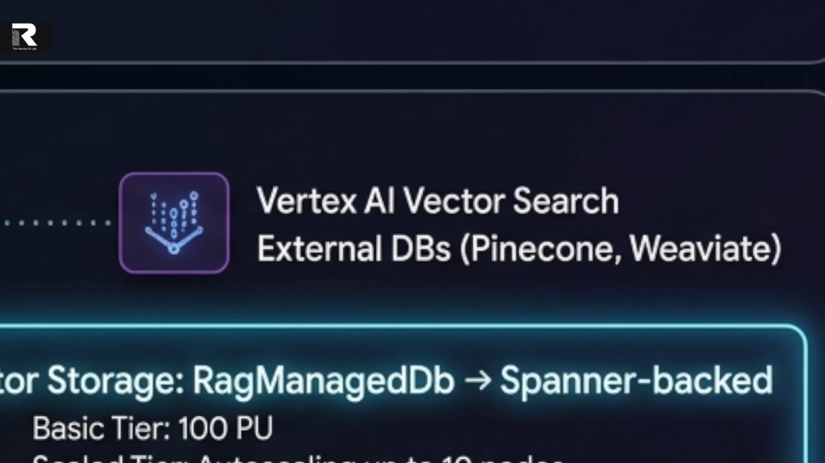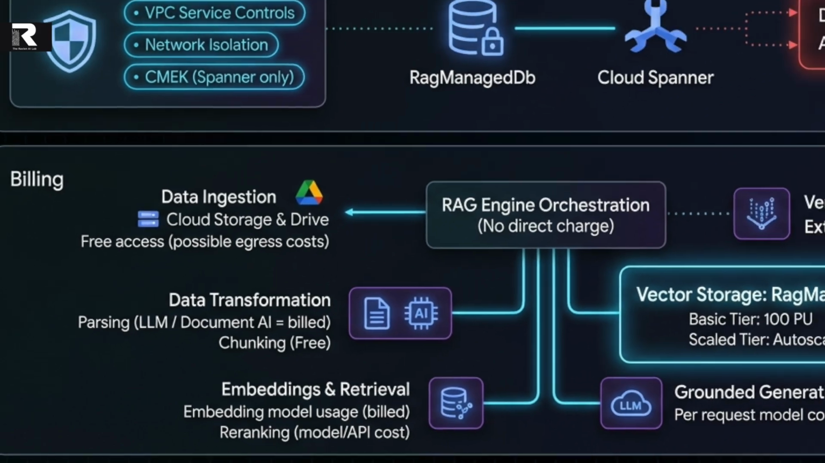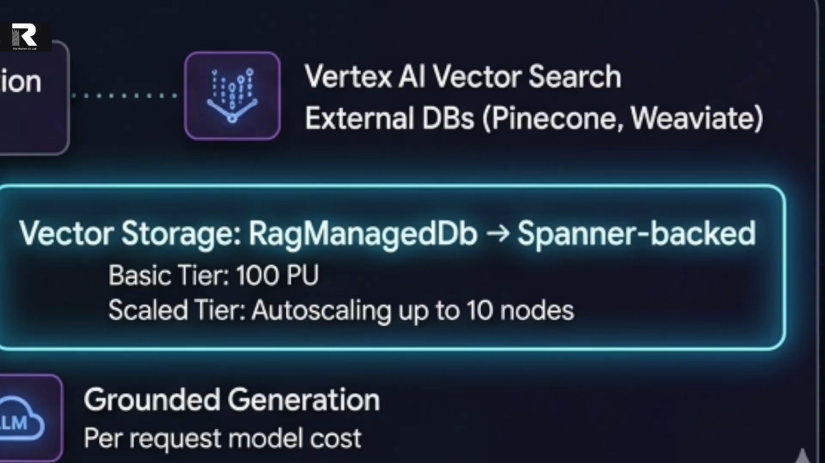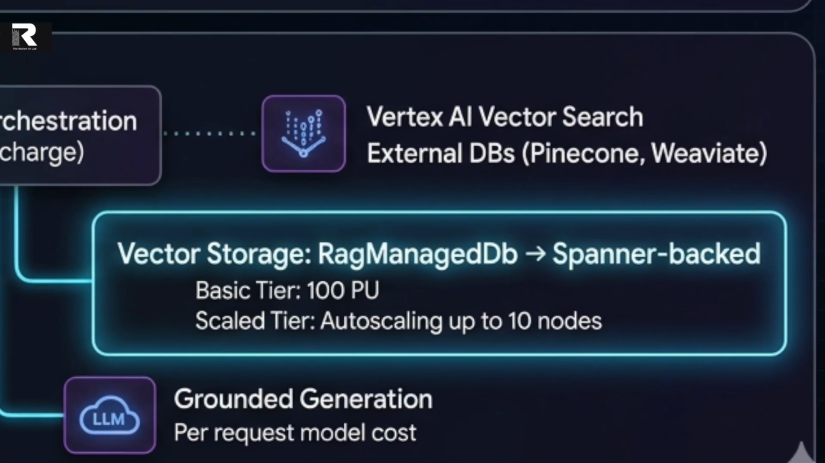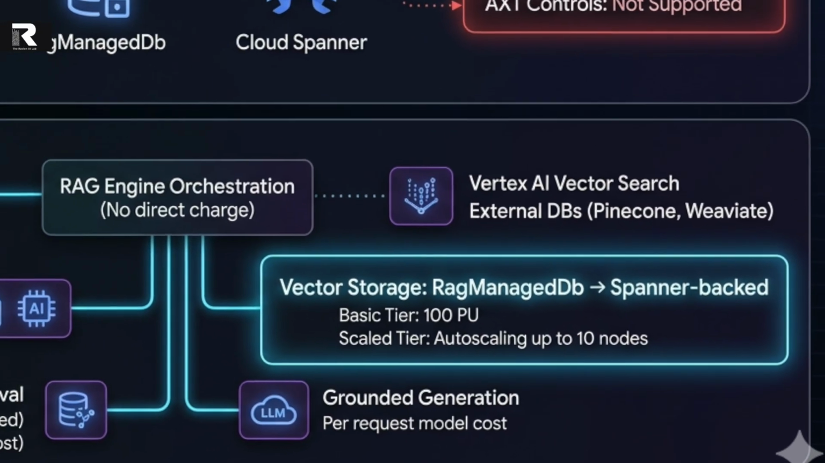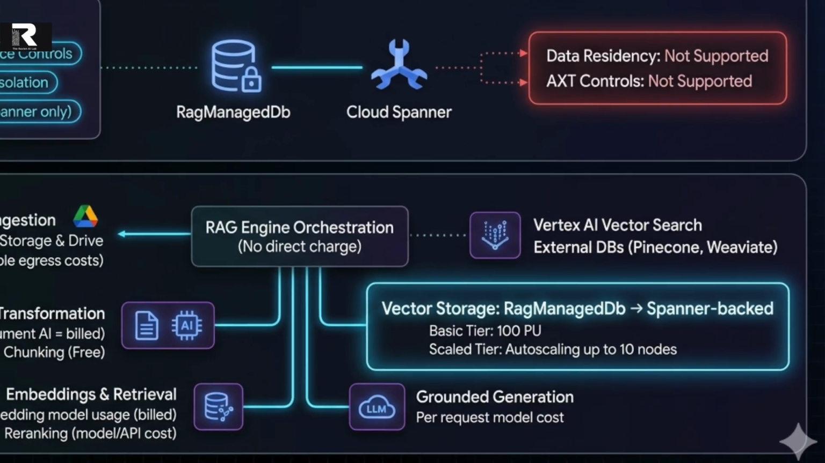Summary: most of your cost comes from model usage, parsing, embeddings, generation, and vector storage and indexing. Because provisioned capacity like Spanner incurs ongoing cost, your backend choice is the biggest lever for controlling total cost of ownership. To wrap up, the Vertex AI RAG engine is a powerful system for grounding large language models in real private data.